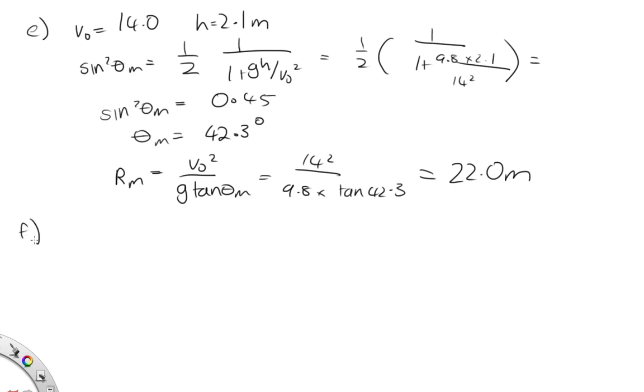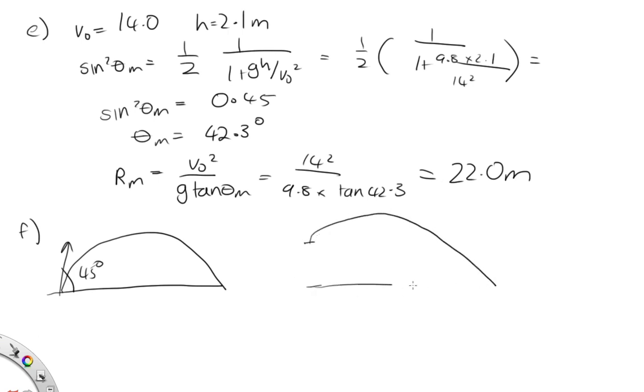Part F, explain without any mathematics why the angle for maximum range will be slightly less than 45 degrees. Okay, if the projectile was going from the ground, then the maximum range would be at 45 degrees. However, this projectile is being projected from an initial height, so it's going like this. Letting it go from this height effectively gives it a little bit of extra time to travel before it hits the ground again. This would be like, it's got this bit of extra travel here.